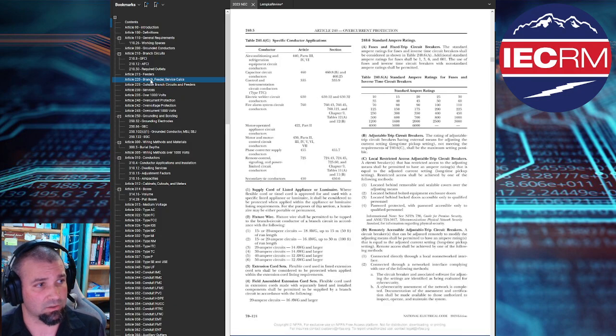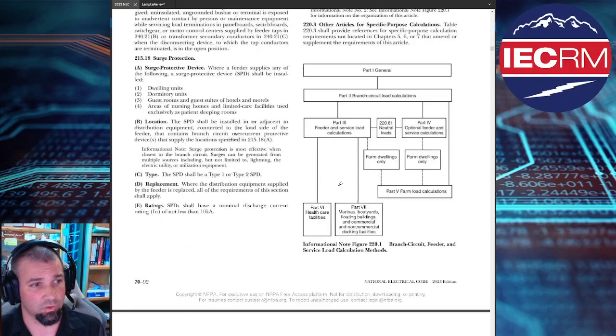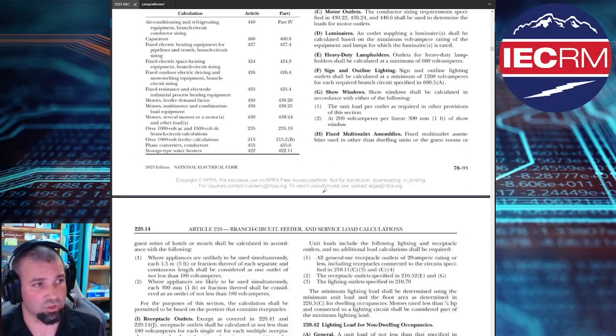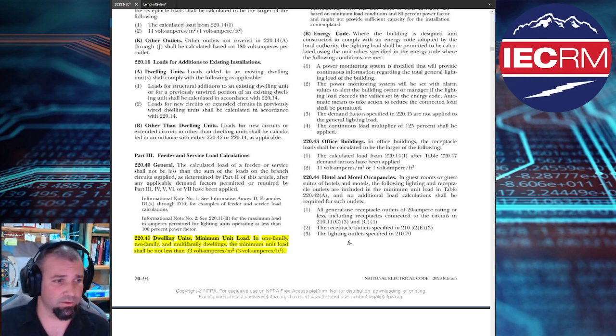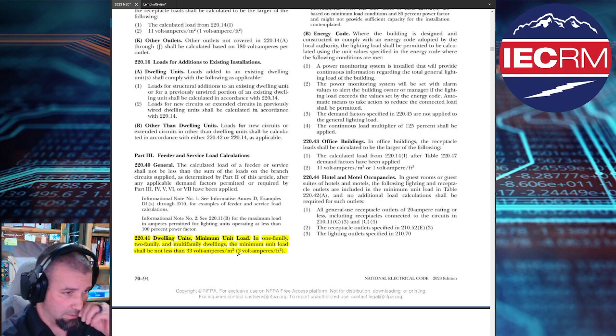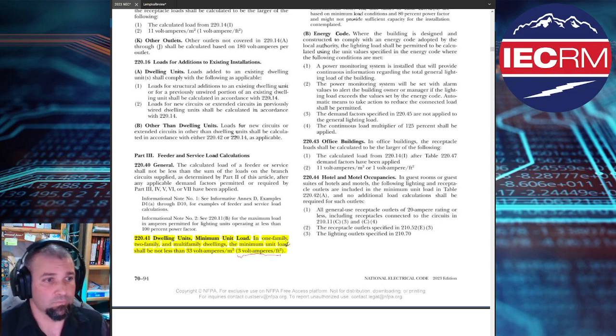So we're going to go back to Article 220 for this one, and we're going to start our little journey inside of here in 220.41 for dwelling units minimum unit load. And what it says inside of here is, in one family, two family, multifamily dwellings, the minimum unit load shall not be less than 3 volt amps per square foot. Okay, 3 volt amps per square foot.